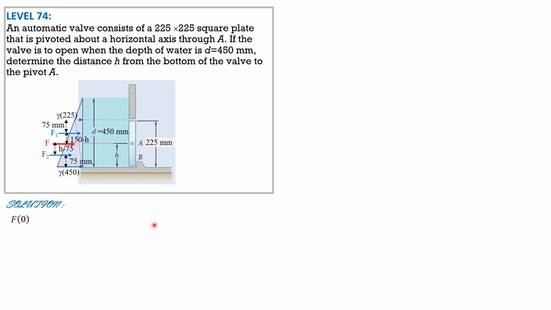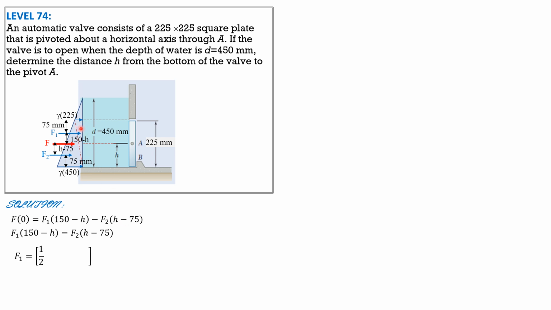So F times 0 equals F1 times quantity 150 minus H, with clockwise positive, then minus F2 times H minus 75, where F1 is equal to the volume of the pressure diagram, 1/2 of 225 gamma, or F1 times 150 minus H equals F2 times H minus 75.